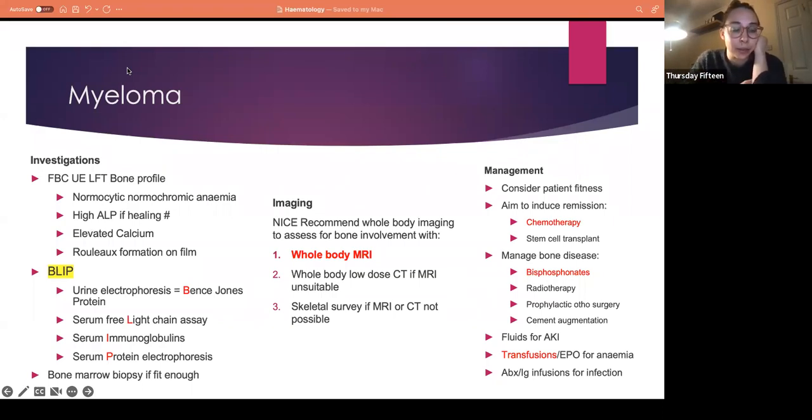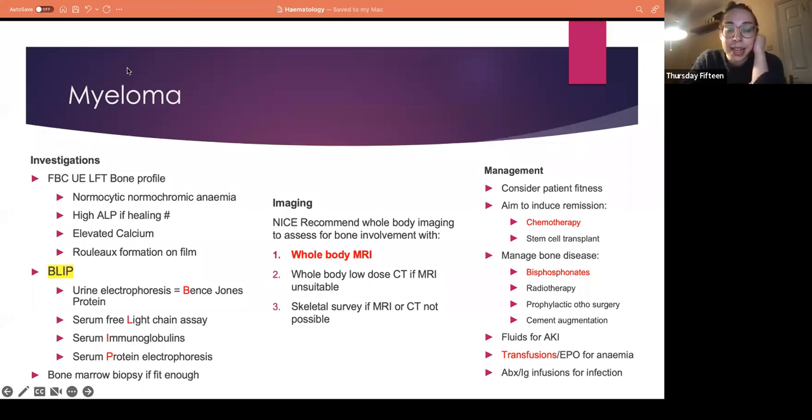And then if they're fit enough, you might consider doing a bone marrow biopsy. So NICE recommend whole body imaging to assess for bony involvement with an MRI, with a low-dose CT if you can't do an MRI, and with a skeletal survey if the MRI or the CT aren't possible.